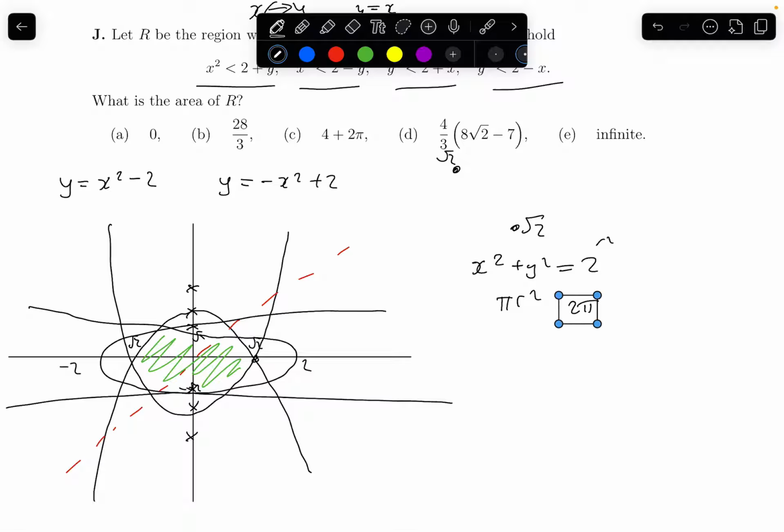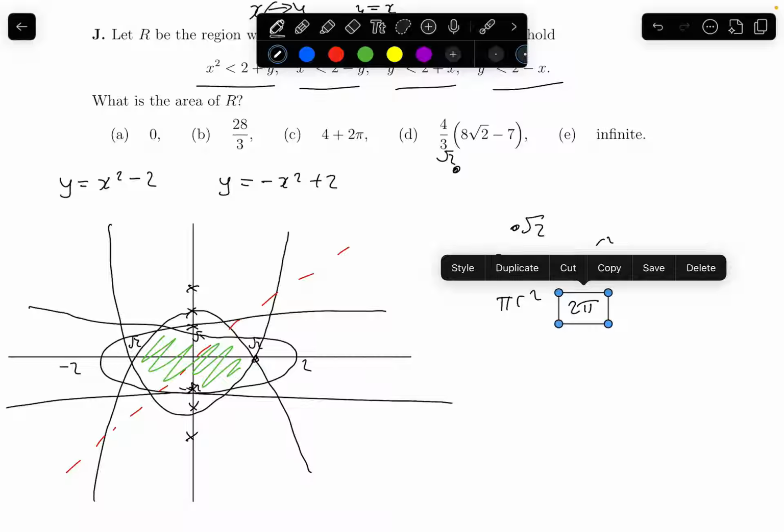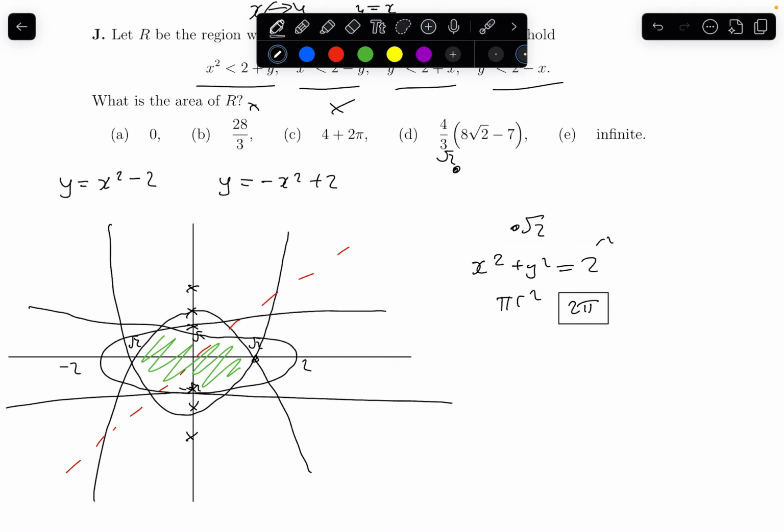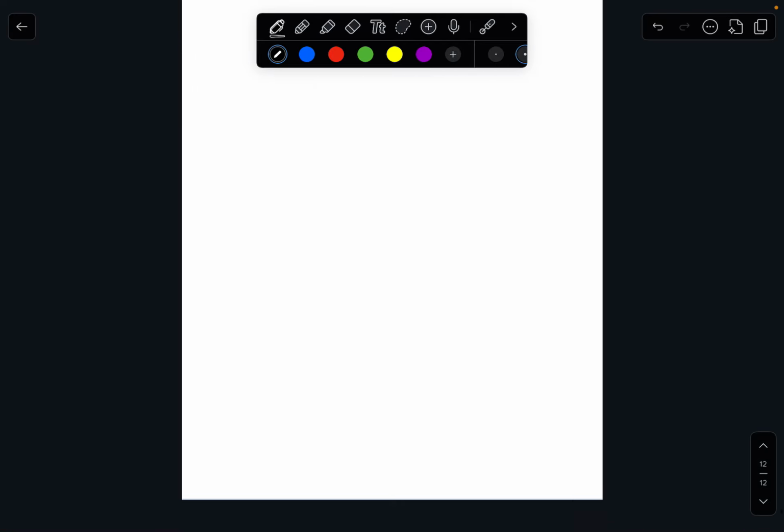So if that's the maximum, this area could be at least close to it, then it's not going to be that one. It's not going to be that one because that's about 9 point something. I don't know if it's 7. Bigger than 9. This is bigger than 9. This is a lot greater than 2 pi. Can't be infinite. It's not going to be 0, so D. And that's how I did these questions.